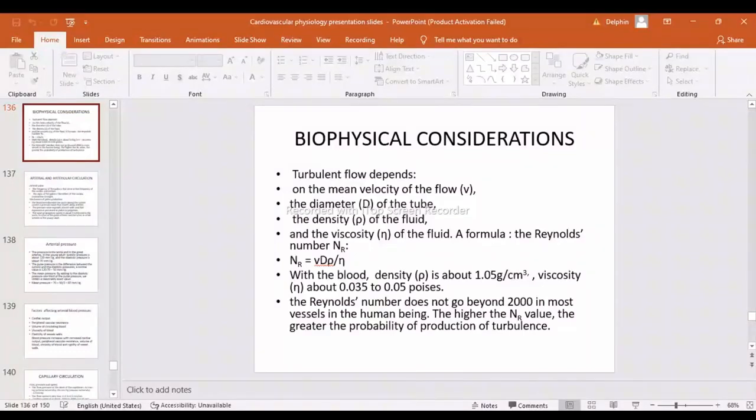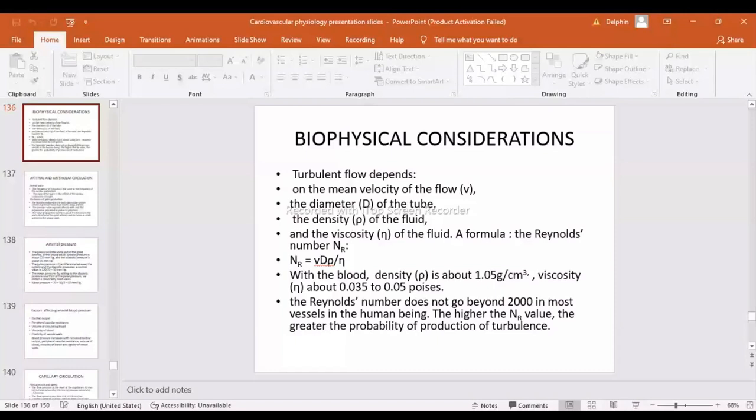Here for turbulent flow, we consider the velocity, the speed of flowing, and also the diameter of the tube of blood vessels, the density, and the viscosity. And we have the Reynolds number. This number is the product of velocity, density, and diameter over viscosity. Here, the viscosity, as you see, is like the factor of resistance.